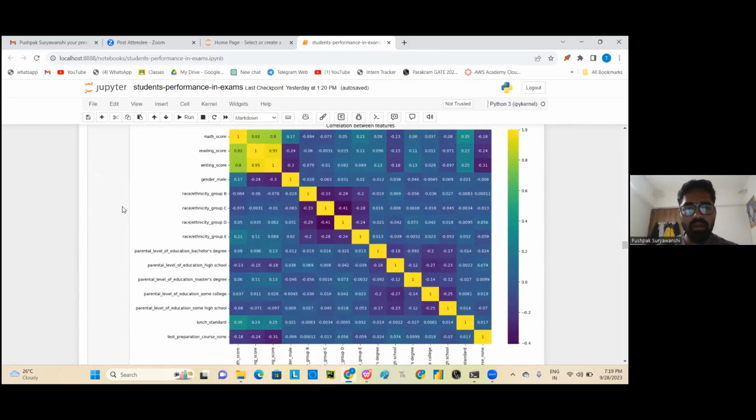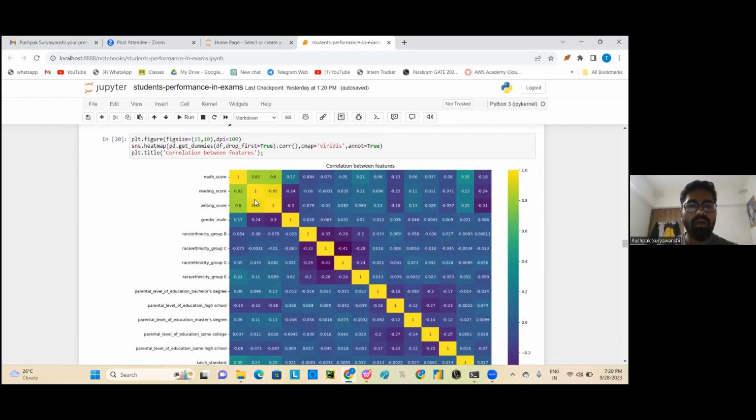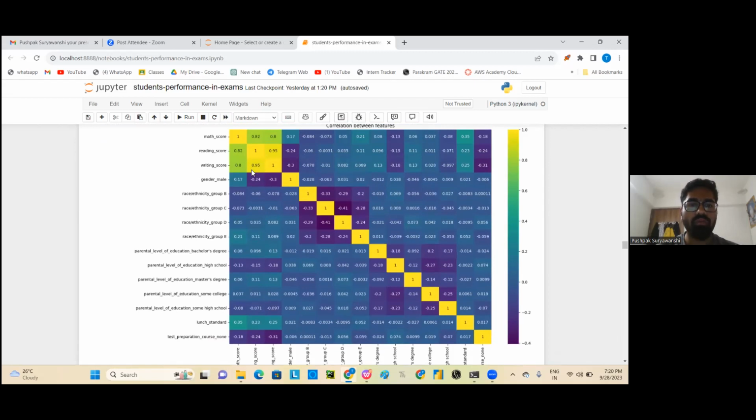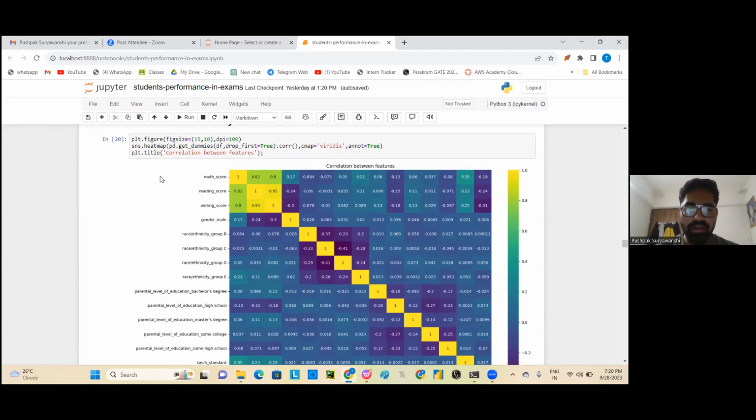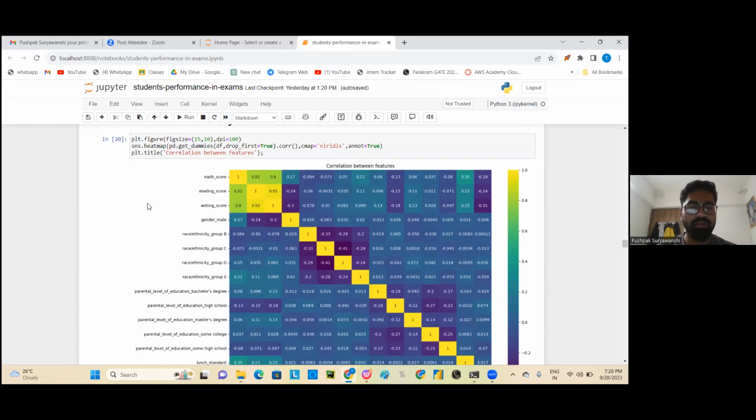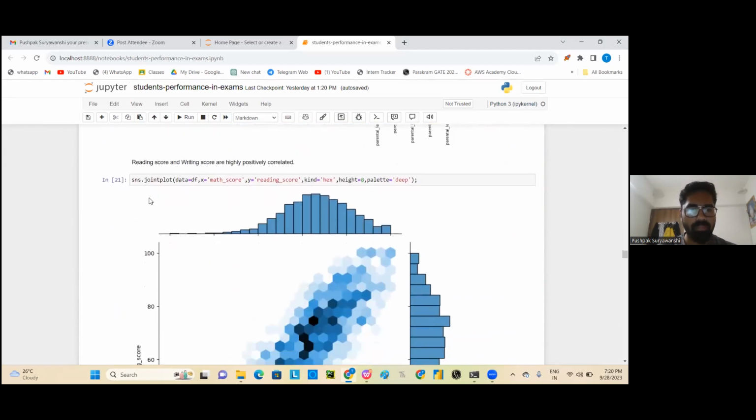Finally we do the multivariate analysis. So here is a small heat map which indicates the correlation of all the features with all the features. We can see here the reading score, the writing score and the math score are highly correlated with each other. The reading score and the writing score have a positive correlation of almost 0.95, which is a good thing, which means that a student having a greater writing score also has a greater reading score. So this heat map indicates which features are highly correlated with each other.